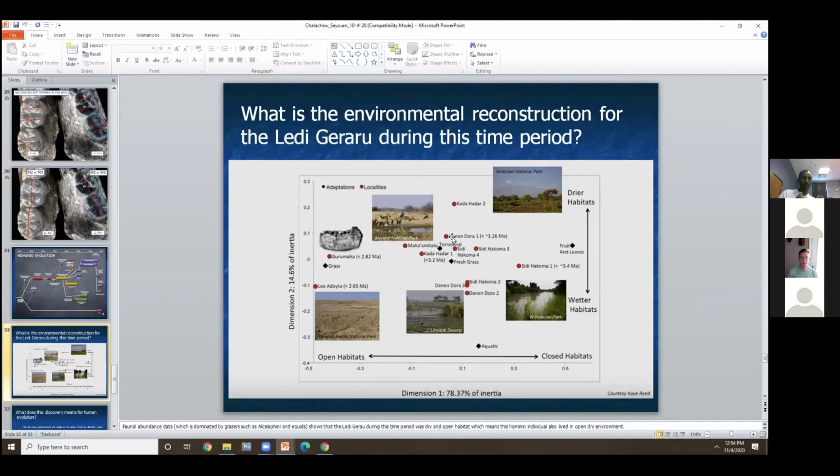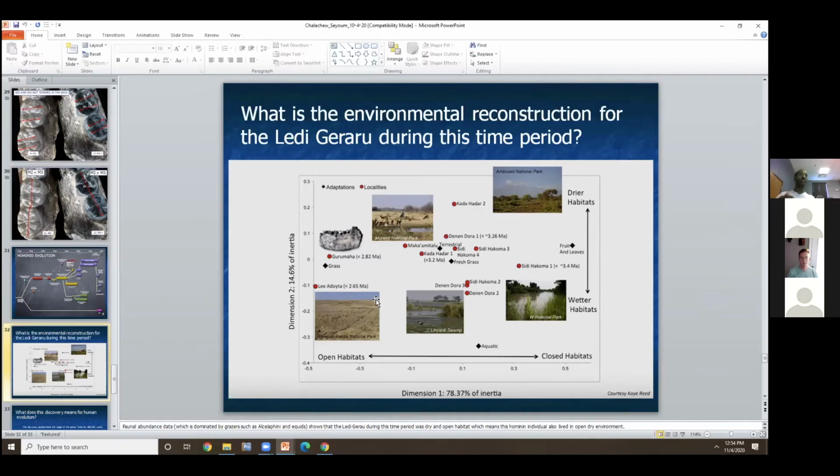Some of the pictures and slides here are adapted from our paper and the presentation we use in different talks with Dr. Kimbel and Kay Reed, so courtesy to them as well. So this is the paleoenvironmental reconstruction. As you can see, here is a more open habitat. This is a closed habitat.